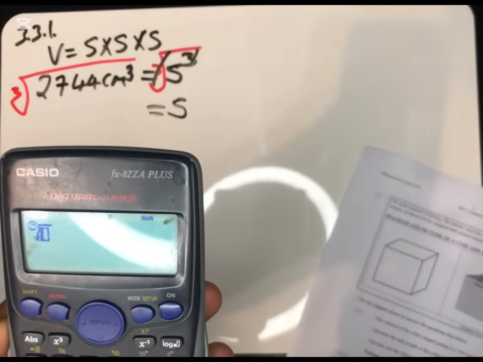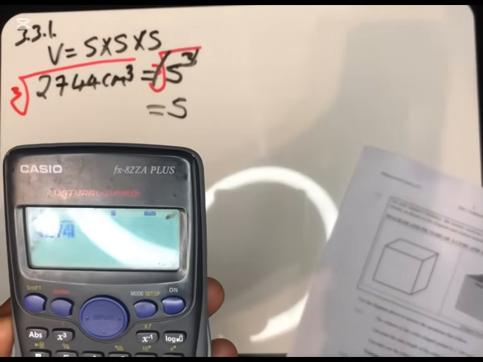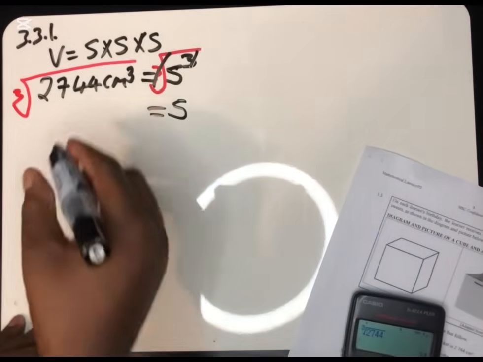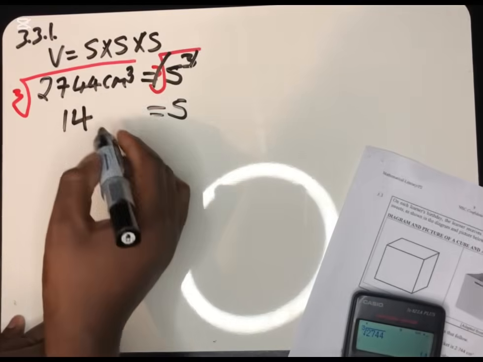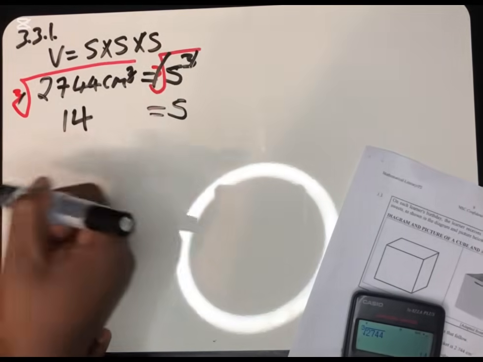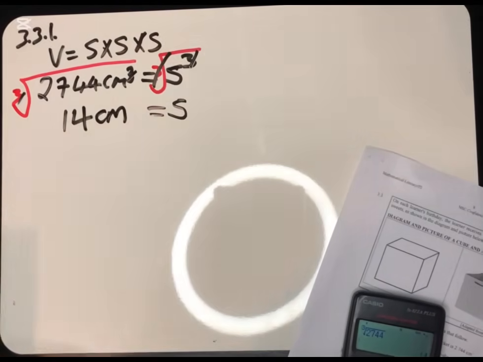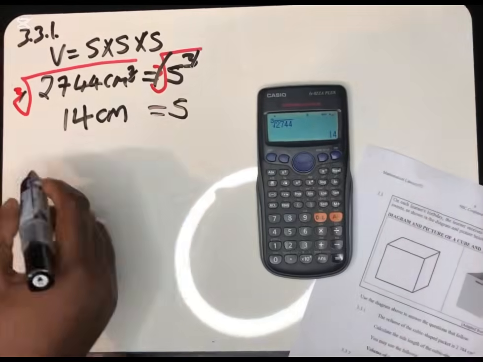Then you write this number, which is 2,744. Then the answer is going to be 14. Don't forget, this cube and this is also going to cancel. We have centimeters. So the side is equals to 14 centimeters. Now we move to the next question.